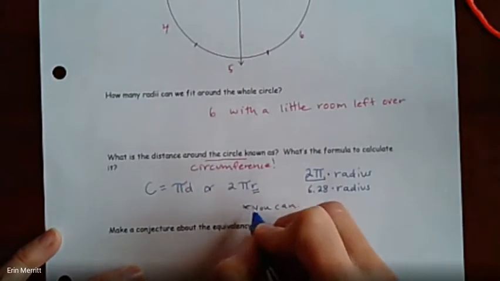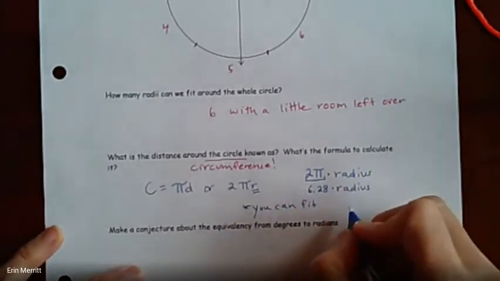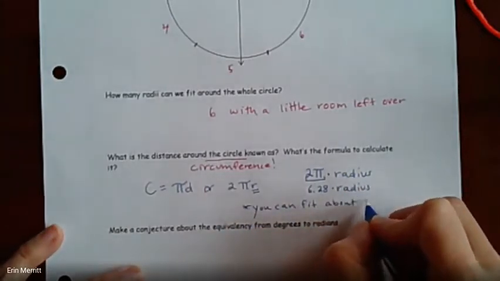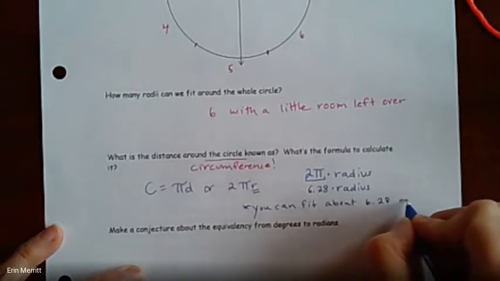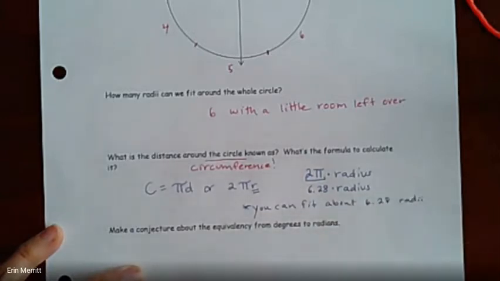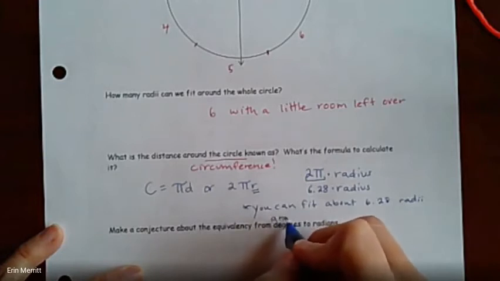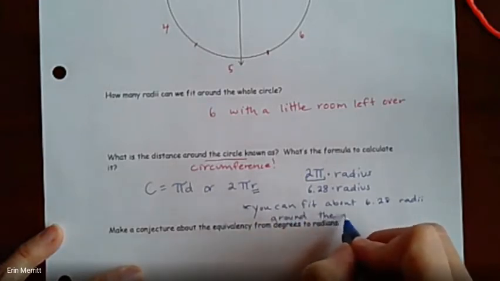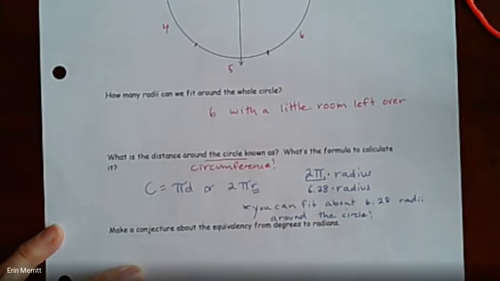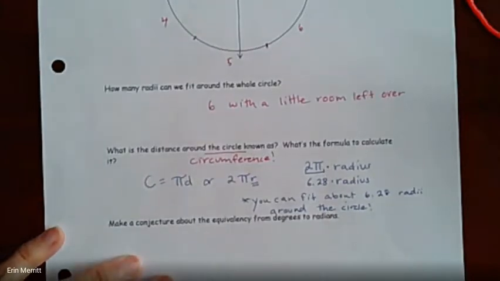So you can fit about 6.28 radii around the circle. How cool is that? Right? That's what that formula actually means.